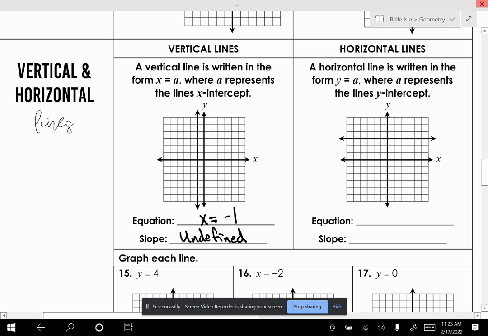Along those same lines, y equals a is going to be where the line crosses the y-intercept or the y-axis. So your equation is going to be y equals, on this one it looks like a 3, and then your slope is going to be 0. No slope is different from a slope of 0, okay?